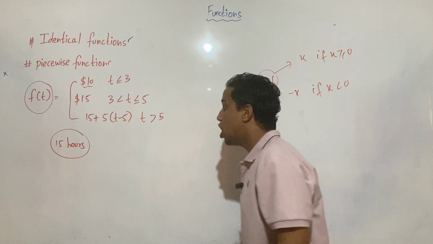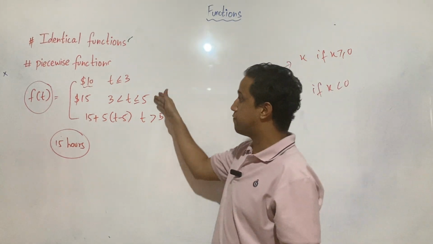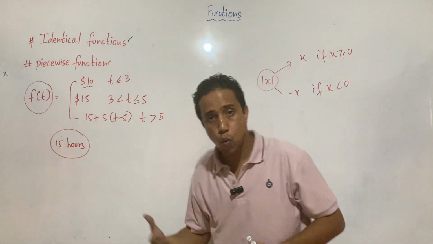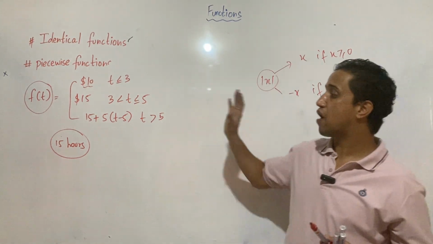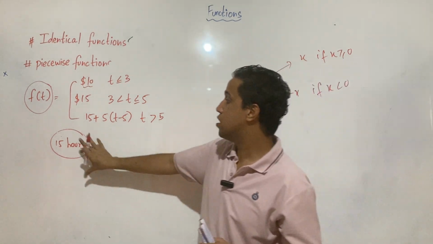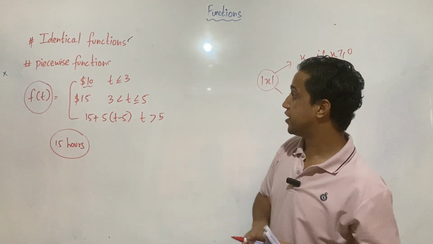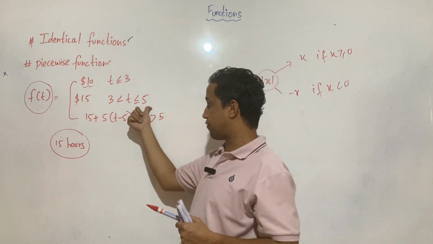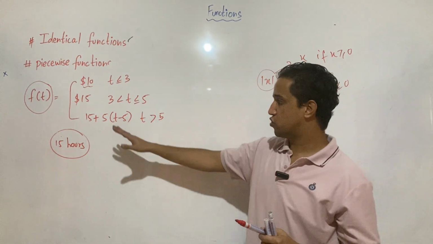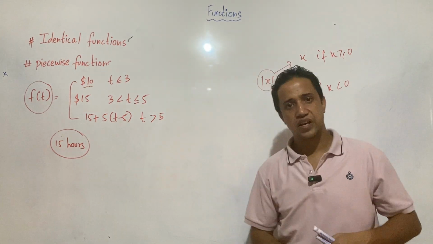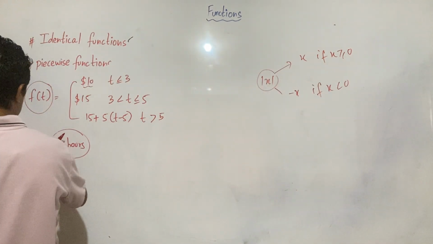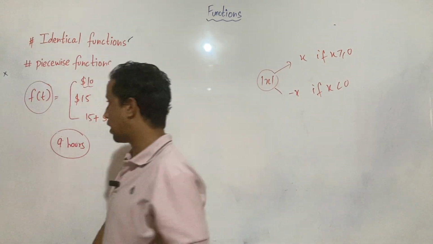Okay, so what we did, we just broke this function down into multiple pieces, which will give us more understanding of how to count the money if we have to park our car in the lot for 15 hours. So here, up to 5 hours, it's simple. Up to 5 hours I have to pay 15.